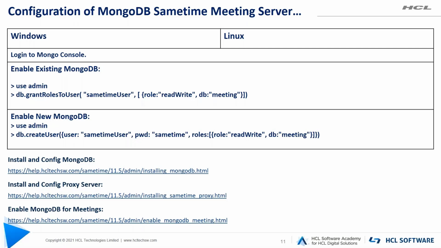When you install the meeting server, it automatically creates the meeting database. Now suppose you're using the existing MongoDB for Sametime Meetings, then the Sametime user profile requires authority to the meeting database. But if you'll be having a new MongoDB for your meeting server, then create the Sametime user profile with authority to the meeting database. For both these options, we have mentioned the commands on the screen.